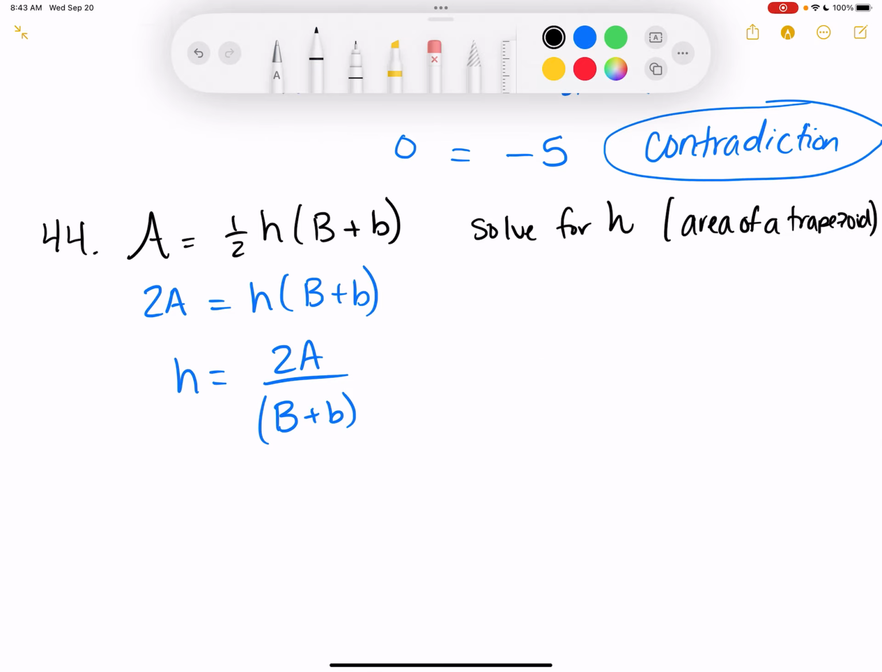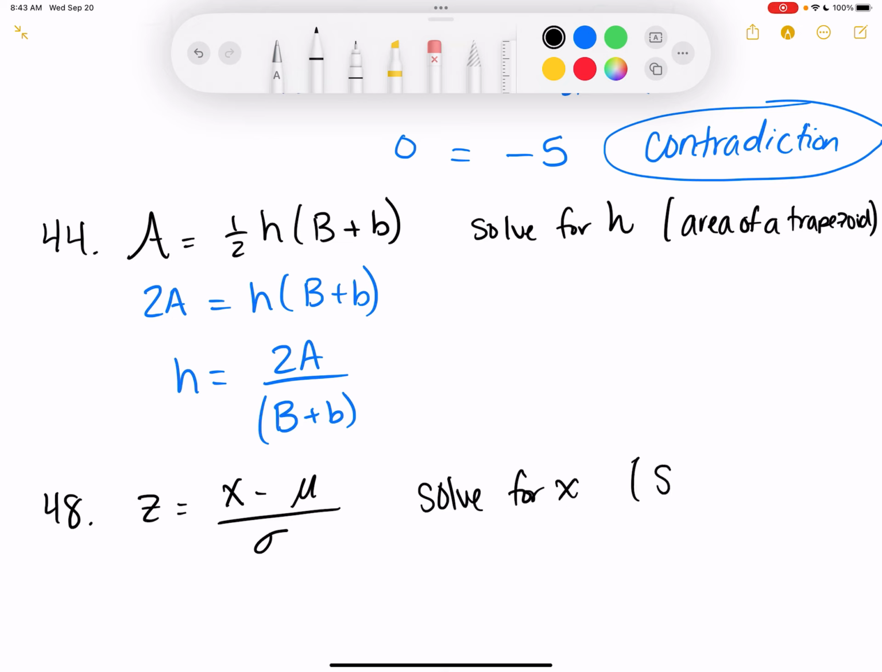Let's see, 48. So this is a formula from statistics. Z is equal to x minus mu, which is a fancy looking u, basically a cursive u, divided by sigma, which kind of looks like a sideways 6. And it wants us to solve for x. It's the formula for a standardized value from stats.